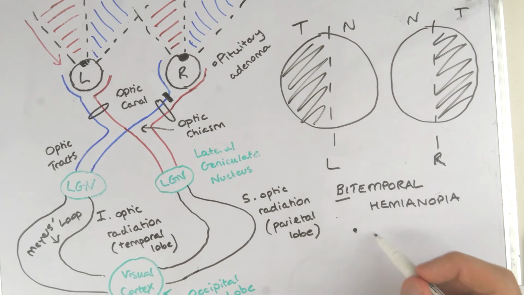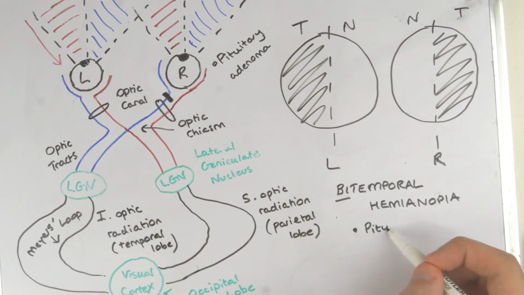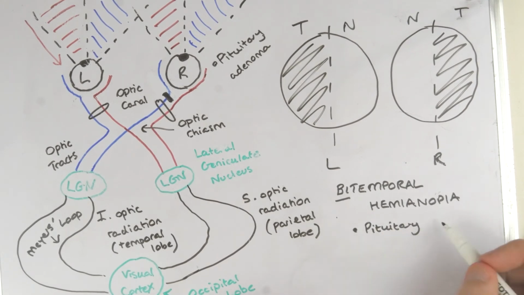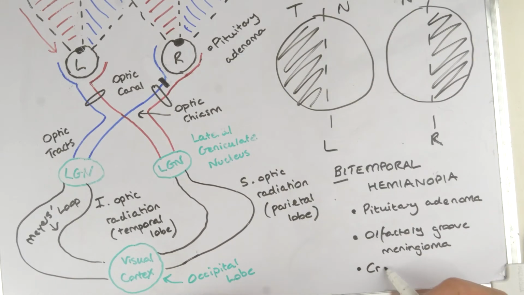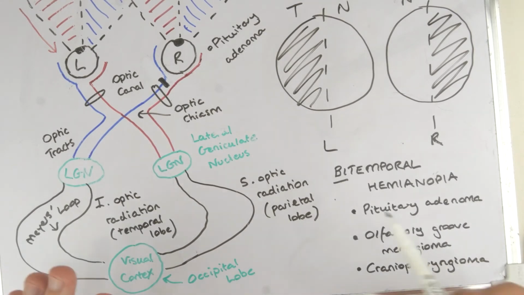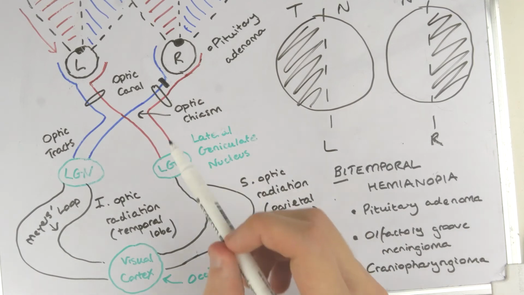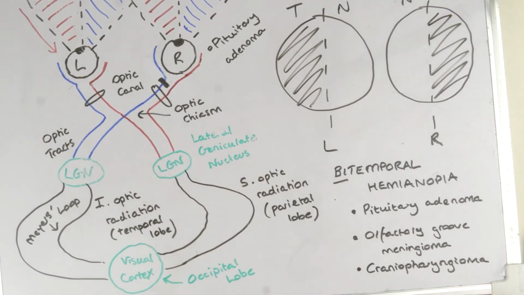So there are three types of tumour that I've seen personally, cases where people have had these and have seen the surgery to remove them. The first is a pituitary adenoma, which is the most common. The second is an olfactory groove meningioma. And the third is a craniopharyngioma. So these are the three types of tumours that I personally tend to associate with this presentation.